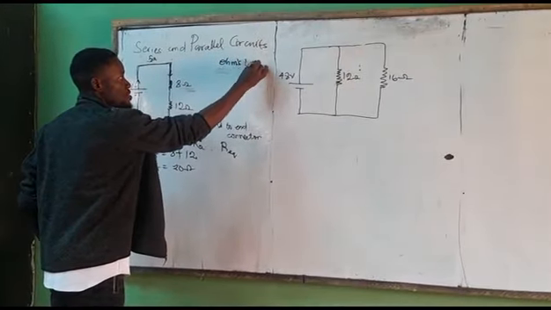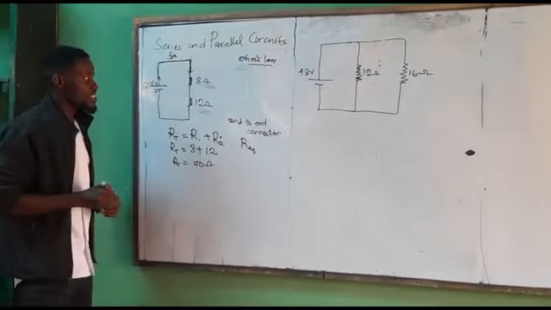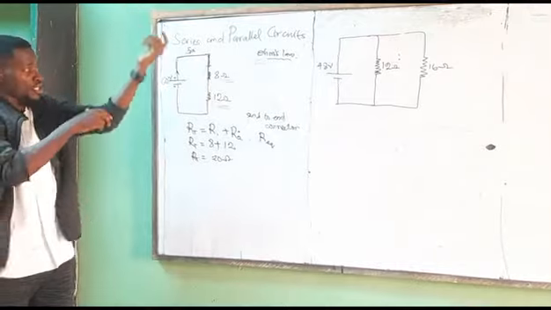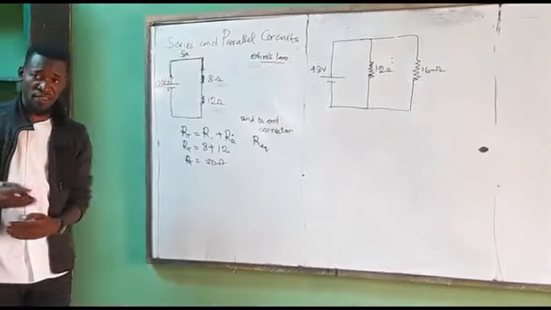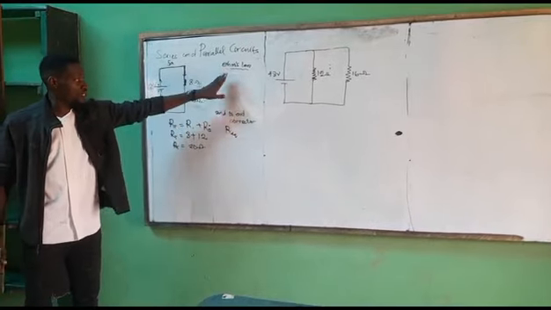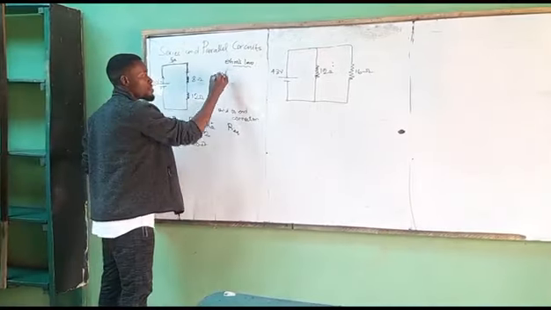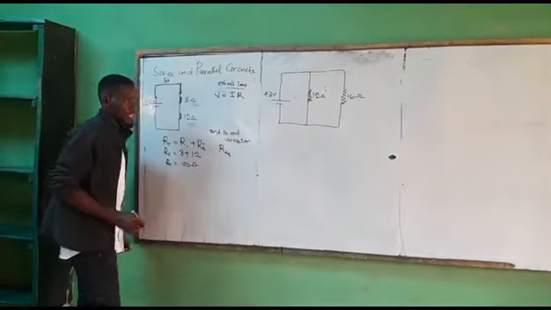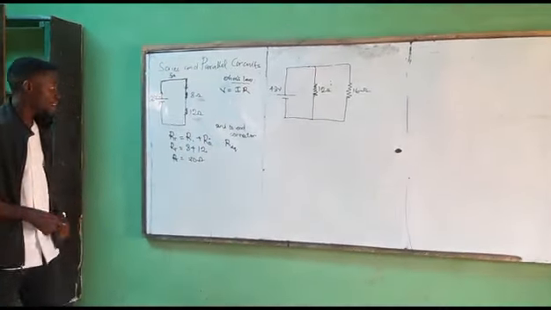Ohm's law says that the current passing through a metallic conductor at constant temperature is directly proportional to the potential difference between its ends. Now, basically, what Ohm is just telling us is that our V, which is our voltage, is equals to your current times resistance. That is V equals to IR.